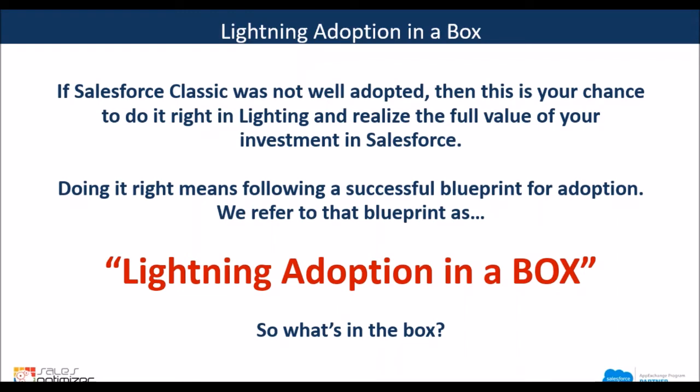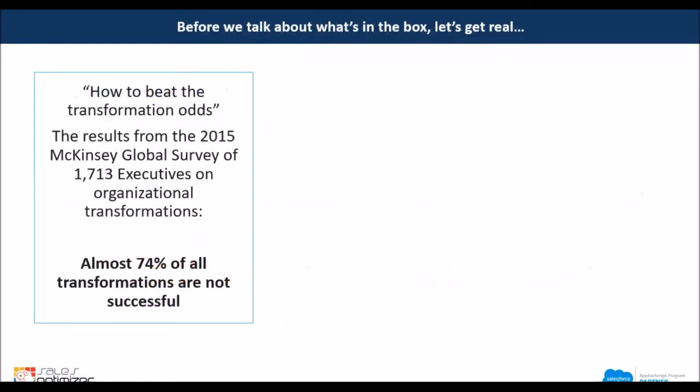Doing it right means following a successful blueprint for adoption. At Sales Optimizer, we refer to that blueprint as Lightning Adoption in a Box. So, what's in the box? Well, before we talk about what's in the box, I'd like to share with you some statistics that we need to be aware of to make sure that we don't become victims of these statistics.